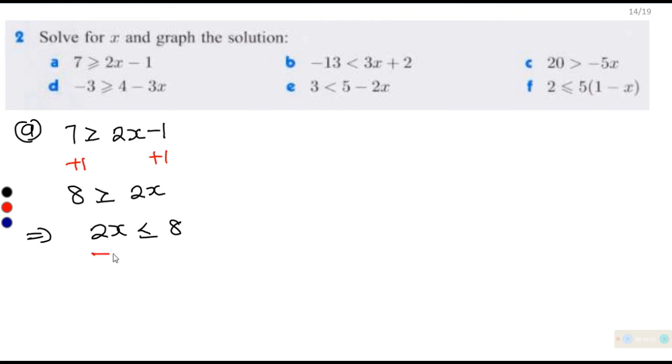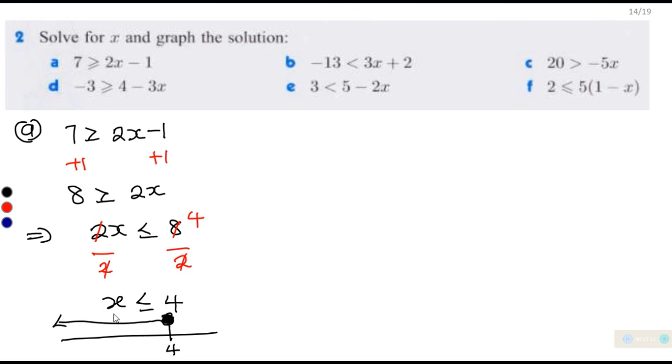So if we divide both sides by 2, we have x is less than or equal to 4, and the graph of the solution will look like this: 4. The inequality is less than or equal to, so we shade the circle and the arrow points to the left because it is less than. This is the x-axis, and let's say 0 is somewhere here. 1, 2, 3.